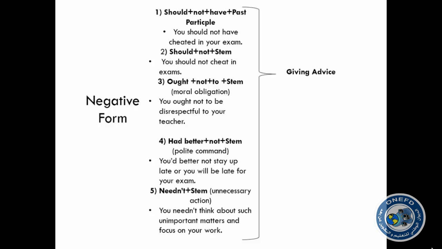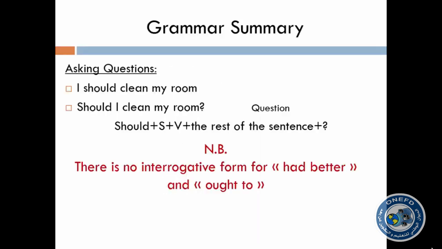So let's see if we can make questions from them. Asking questions. I should clean my room. How do we ask the question? We ask the question this way: Should I clean my room? So the form is should plus subject plus verb plus the rest of the sentence plus, of course, the question mark. And we have a note. There is no interrogative form for had better and ought to. We cannot make questions using had better and ought to.